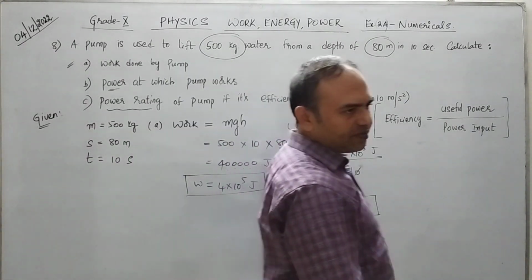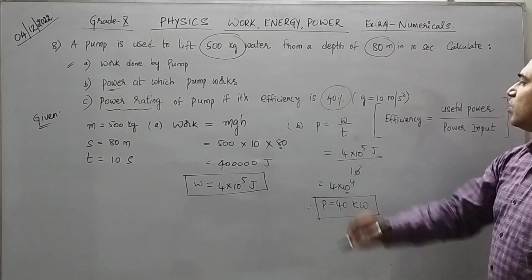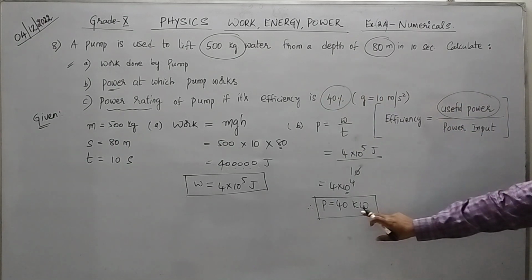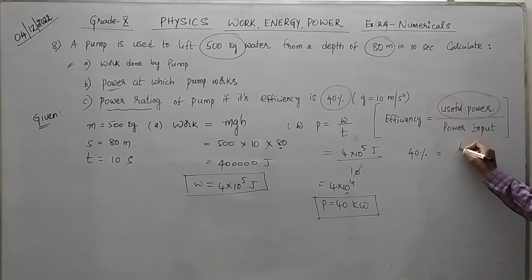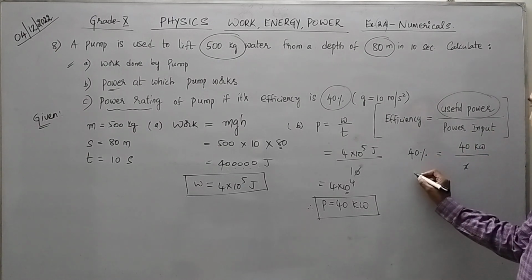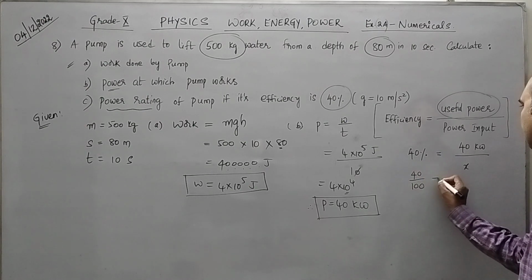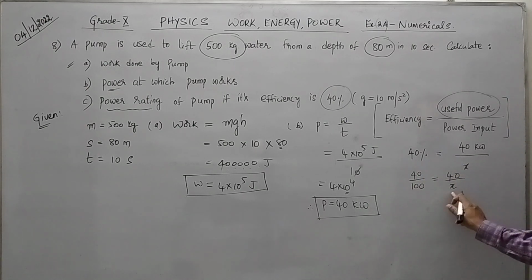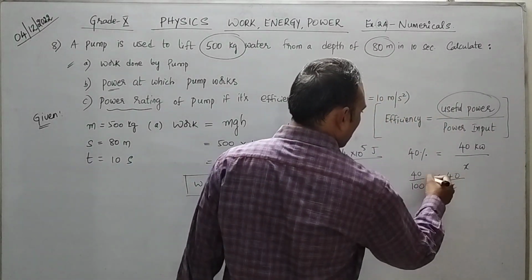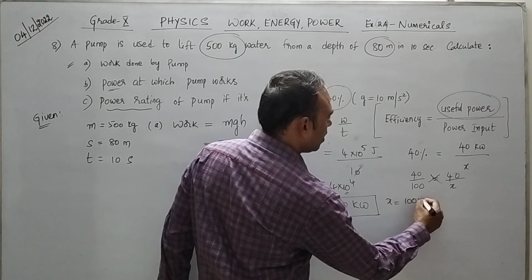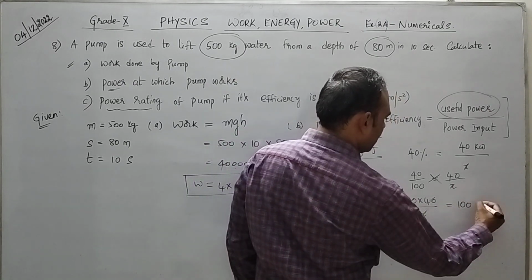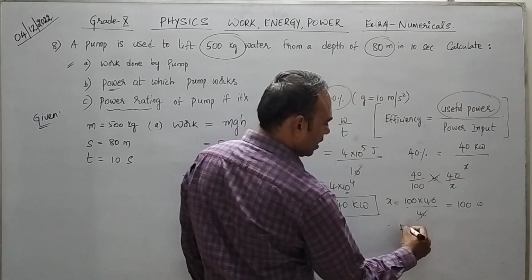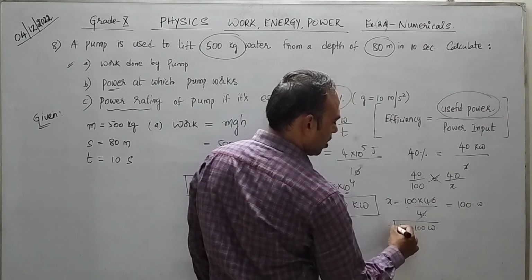Now the last one, what is the efficiency given? They have given the efficiency is 40%, and how much power is used here? 40 kilowatt. Hence we can write like this: 40% is given as 40 kilowatt by, let us take power input is x. Now percentage is nothing but by 100. 40 by 100 is equal to 40 by x. Directly you can get x is 100, but on calculation you get x is equal to 100 into 40 by 40. That is equal to 100 watt. So therefore finally the power input is 100 watt.